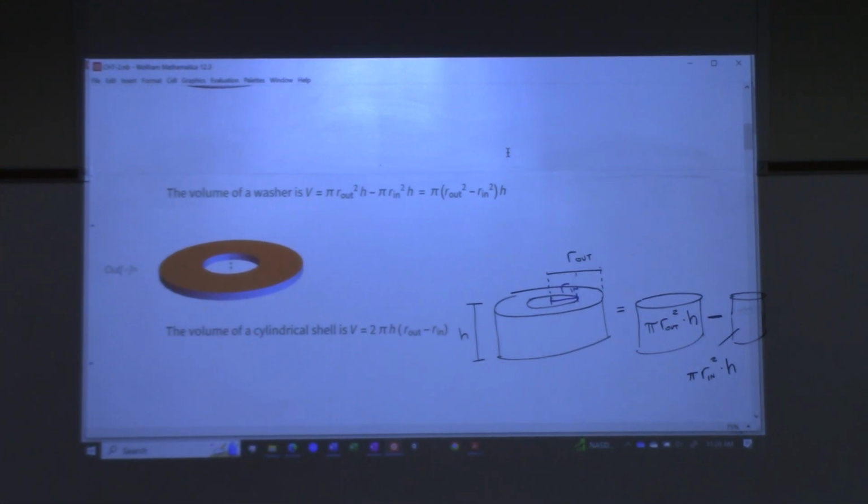So do y'all understand that now? Like this all makes sense? Volume of a washer? Okay. This is the last one, and then we'll be ready to get into the section.